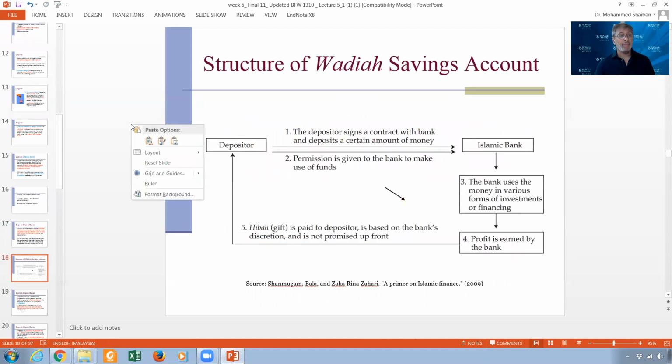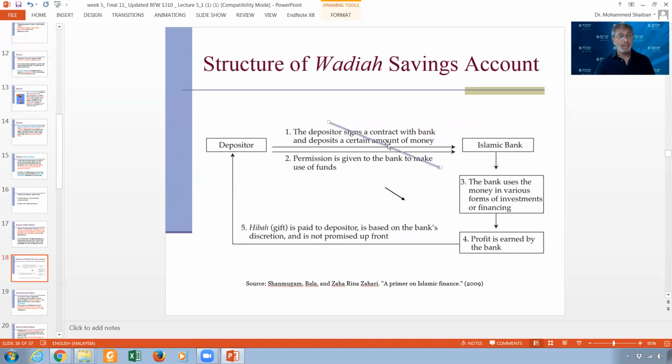Now let's look at the return. As you can see here, this is the depositor. The depositor will put the money here with Islamic banks. Islamic banks use this money. They will make a profit. They will give you part of the profit under this name, hiba or gift. So this is what we call a neutral contract.